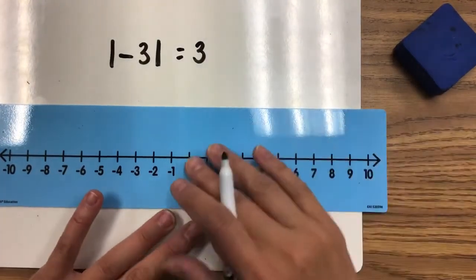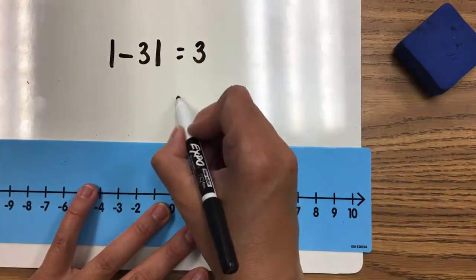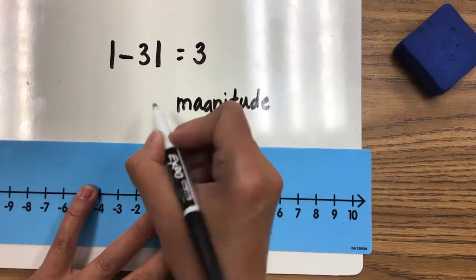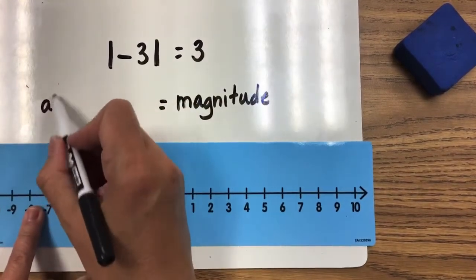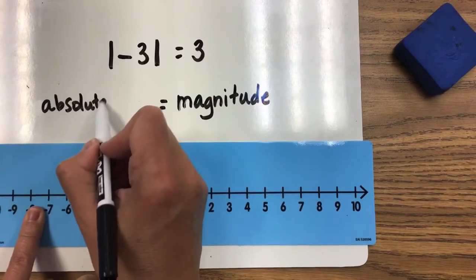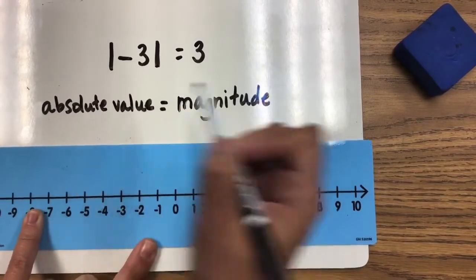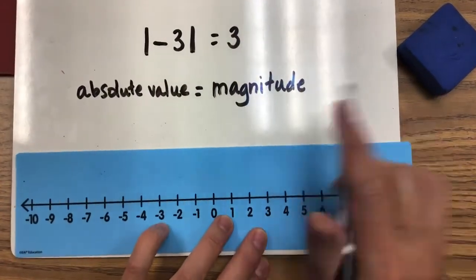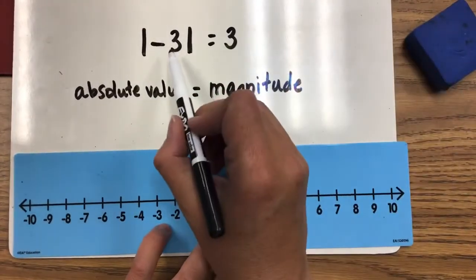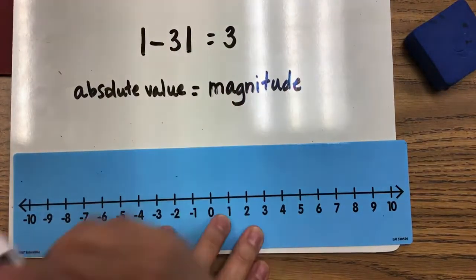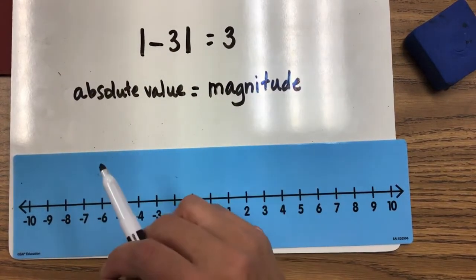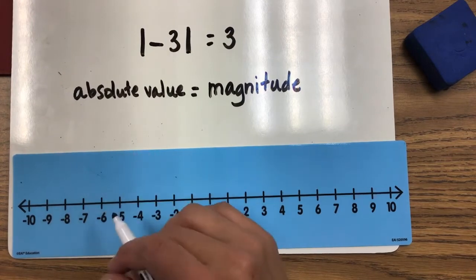Okay? And then there's another word we learned. That's absolute value, and the other word is magnitude, which is another way to say absolute value. Absolute value and magnitude mean the same thing. What magnitude means is a number without its sign, with its sign dropped. So the magnitude of -3 is 3. You'll see both of those words on the homework. Okay?